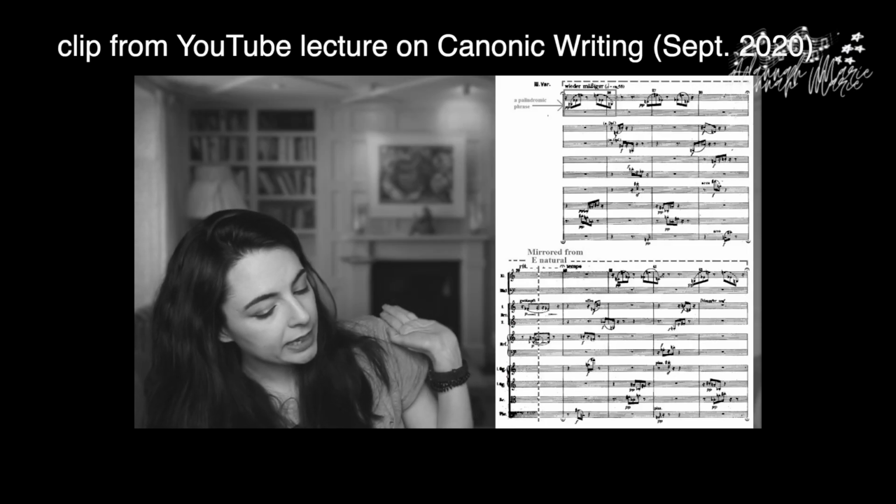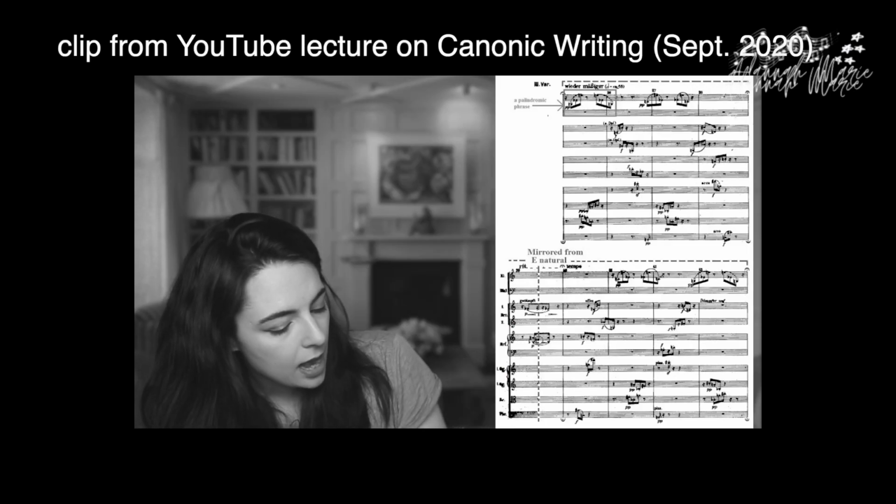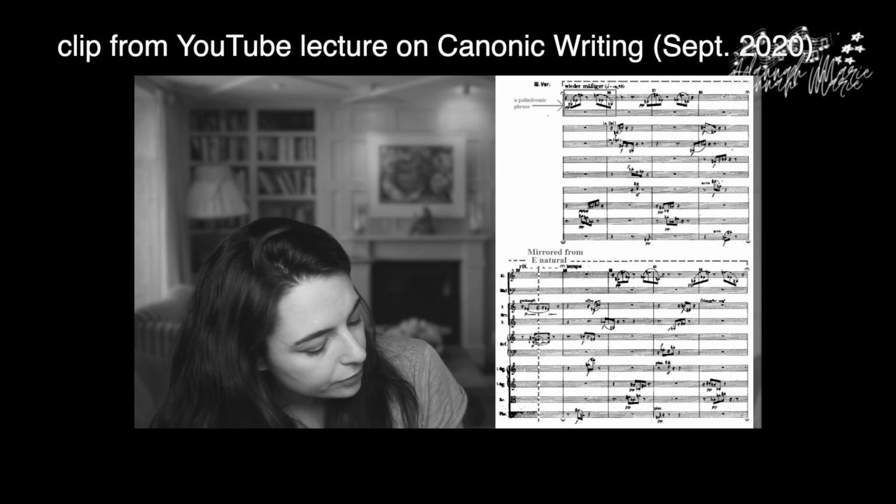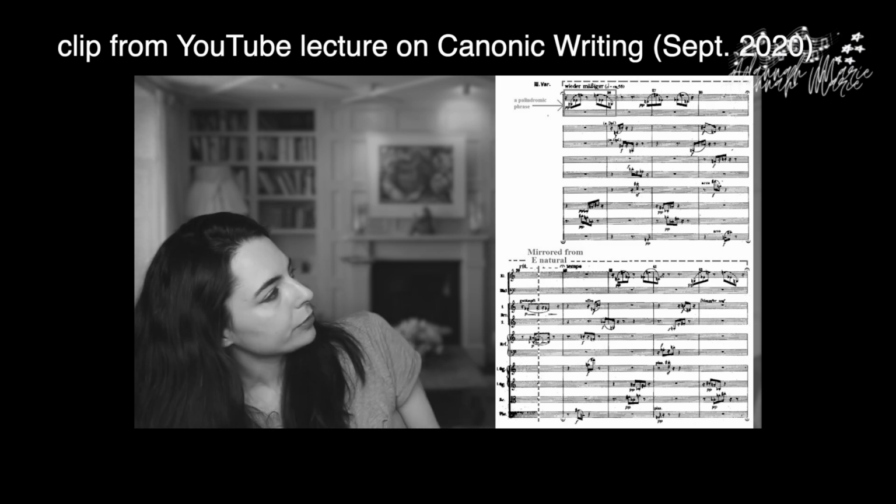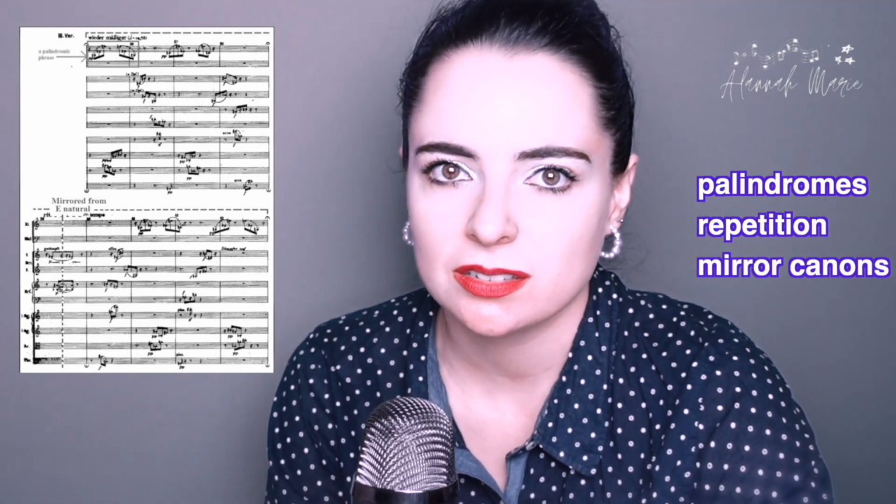Here is an example of a mirror canon in Webern's symphony. The second half is a retrograde of the first half. As an additional note, there are palindromic phrases throughout. You can see there's palindromes, repetition, mirror canons, so much detail.